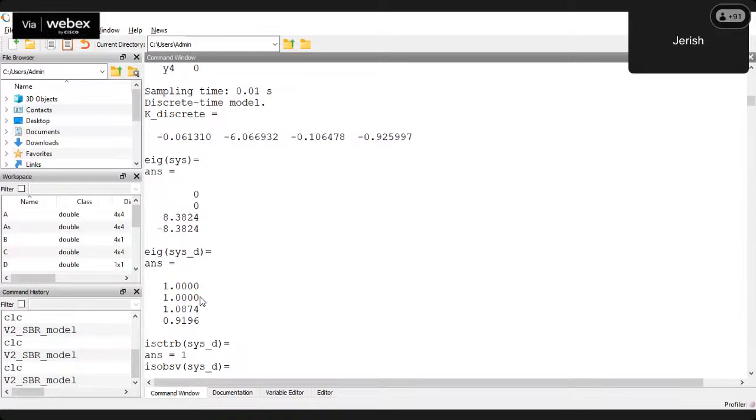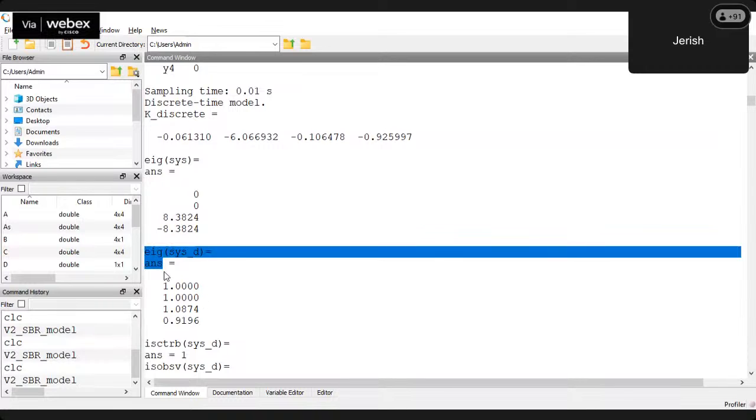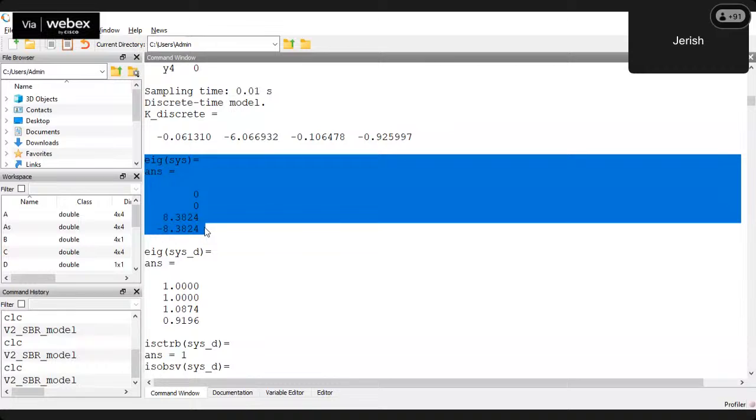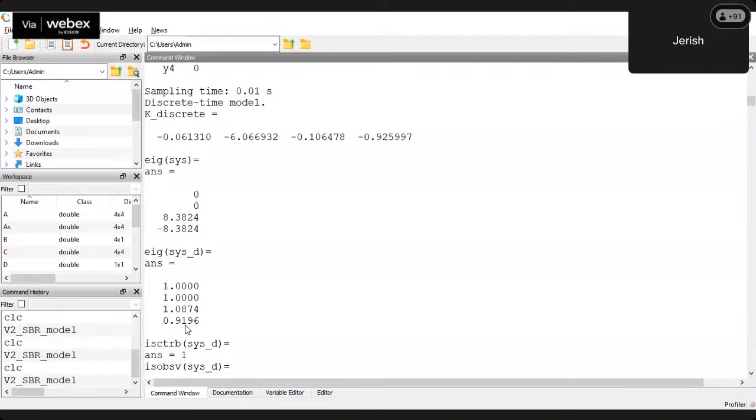After discretizing it, you see the eigenvalues of this discrete system are different. The eigenvalues of the continuous domain system were 0, 0, something on the positive side, something on the negative side. Over here you see these are 1, 1, 1 point something and 0 point something. Physically, it is representing the same system, but since this is the Z domain representation, the unit circle is our reference for considering if the system is stable or not.